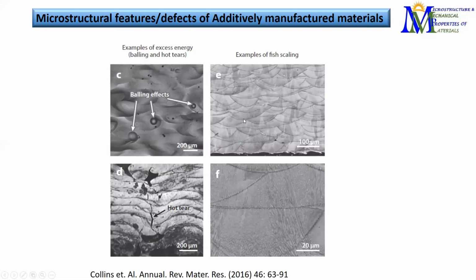These are the very typical structures of an additively manufactured component, where we have this fish scale kind of structure. These are called hatches, and we can also have hot tears. So there are cracks in between the structure, which can completely lead to failure of the component at a much lower stress than expected.